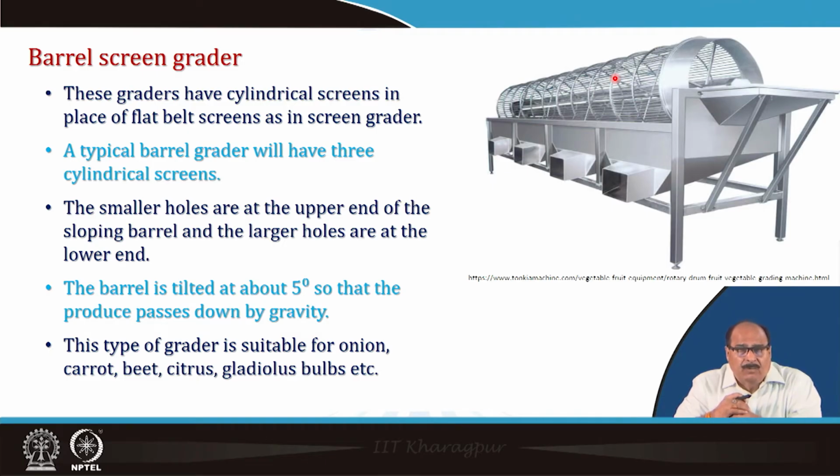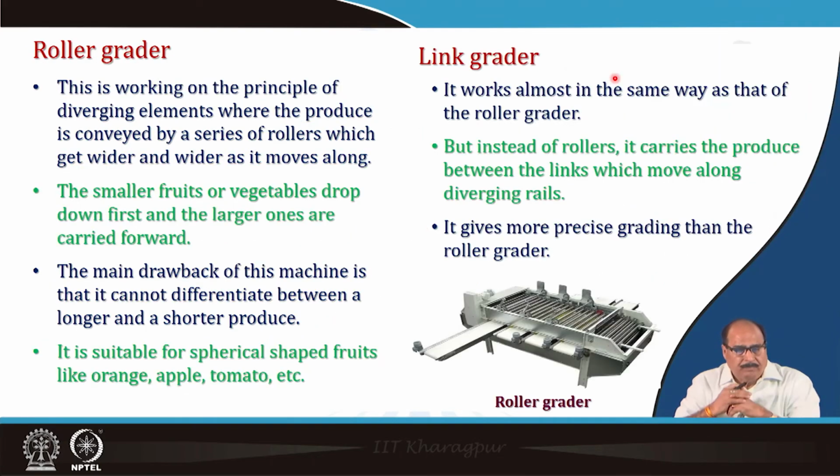This type of grader is suitable for onion, carrot, beet, gladiolus bulbs and so on. Roller graders work on the principle of diverging elements, where the produce is conveyed by a series of rollers with a wet grinder and water moving along. The smallest fruits and vegetables drop down first and the larger ones are carried forward. The main drawback of this machine is that it cannot differentiate between a longer and a shorter produce. It is suitable for spherical shaped fruits like oranges, apples, tomato, etc.